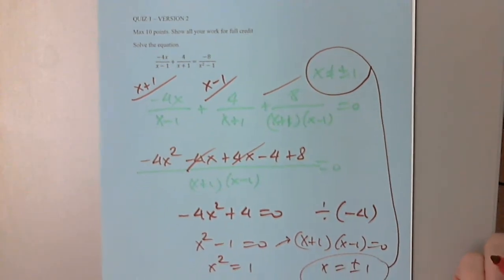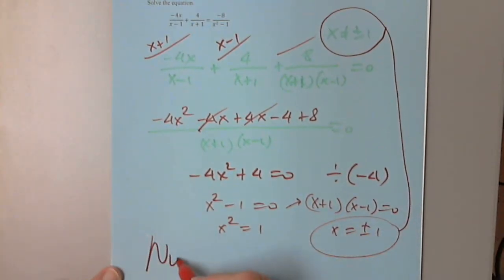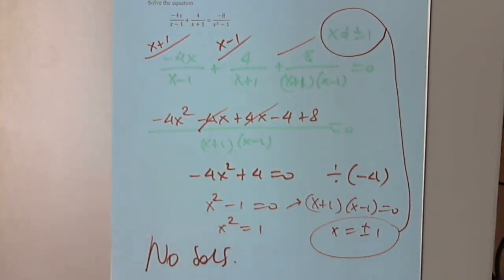what do we conclude? No solution. Indeed. This equation has no solutions. It's a contradiction. We cannot find any x value or values that make the left-hand side equal the right-hand side. They don't exist.